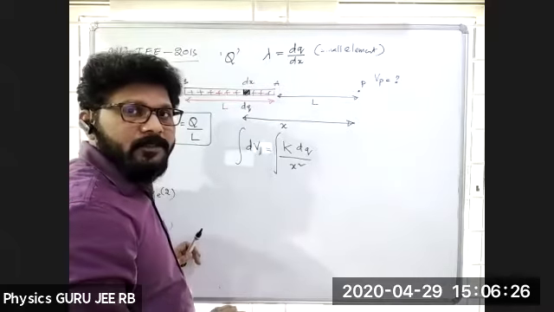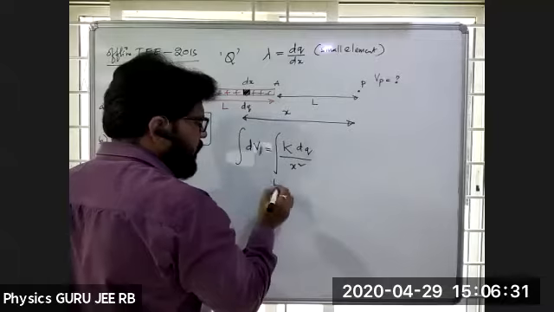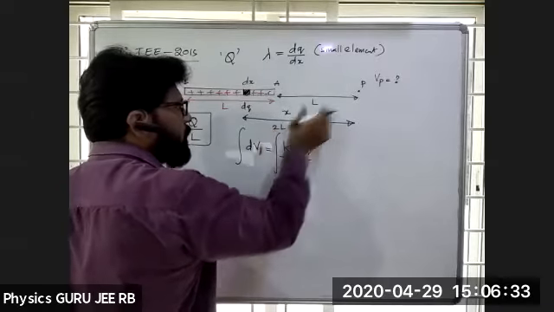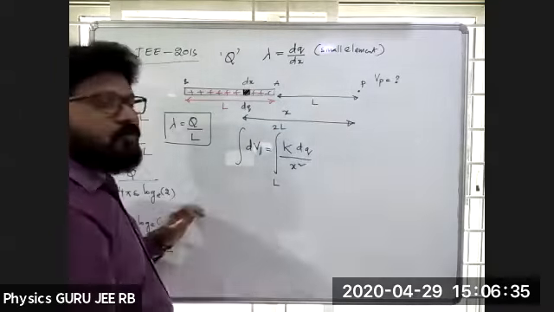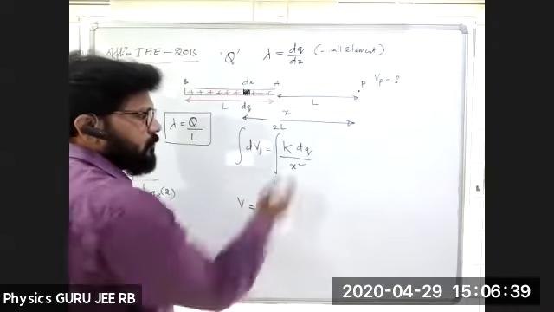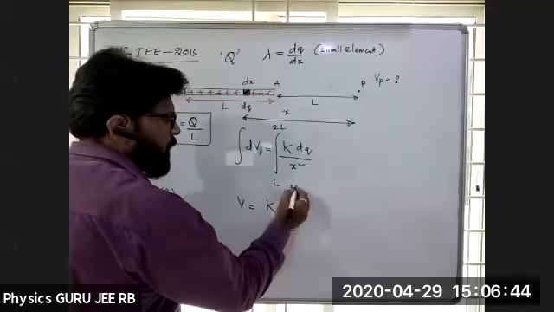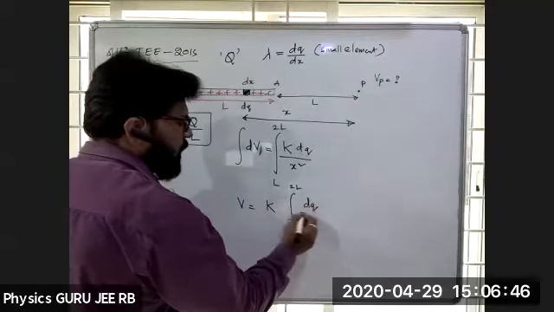L plus L is how much? 2L. So I can write now, if this is x, nothing but L plus L, that is nothing but 2L. So integration of dV is nothing but V is equal to, now k is a constant, take it outside, integral from L to 2L of dq by x square.